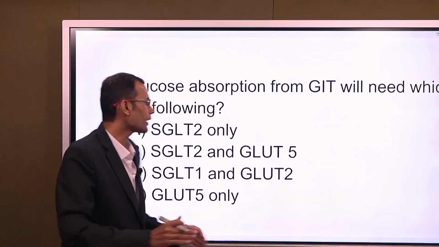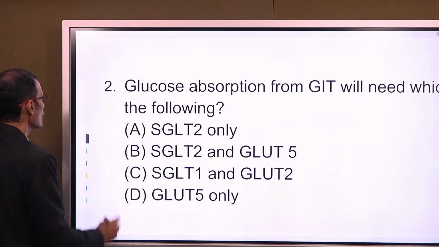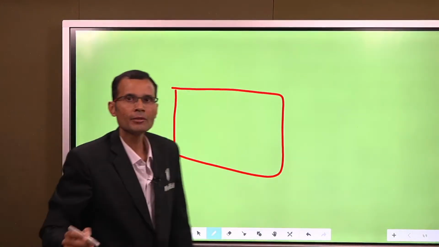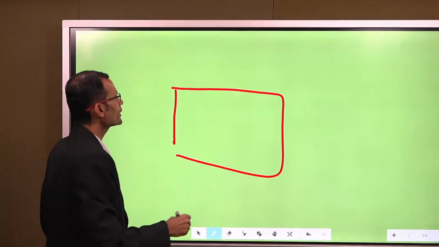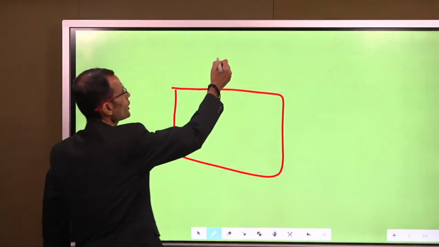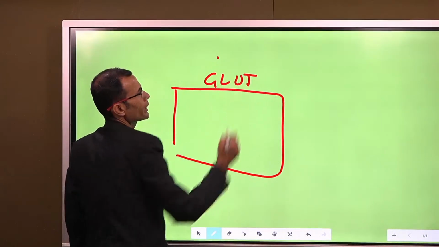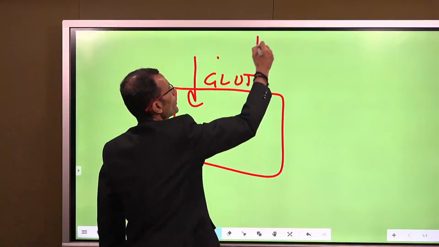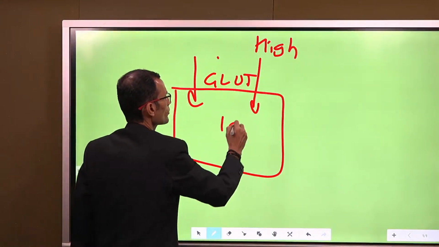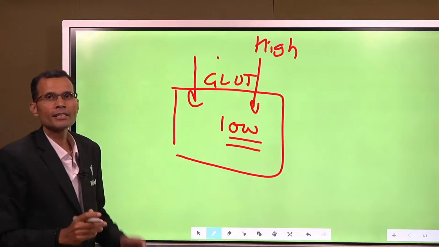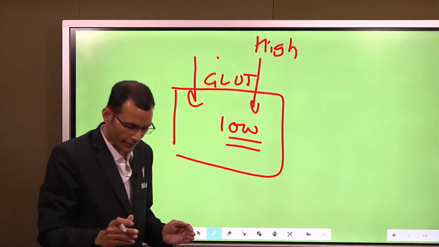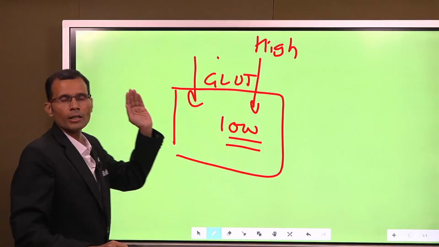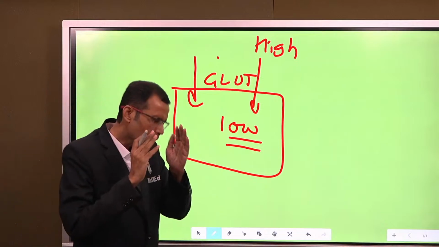Okay, so let's have a quick review of what this question is all about. Look, glucose entry into all cells uses only one type of transporter, that is GLUT. It is a facilitated diffusion of glucose from high to low concentration. All right, and facilitated diffusion of glucose uses GLUT as the transport protein.